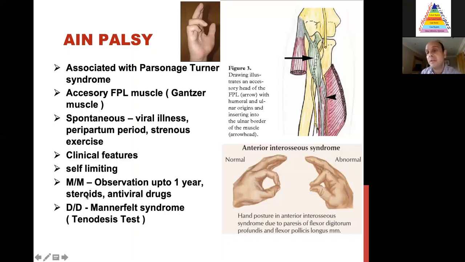Steroids, I haven't personally used myself, but yes, if there's a lot of inflammation as seen on a scan or otherwise MRI scan, then there's a role for steroids. If it was because of a viral illness, think about antiviral drugs.